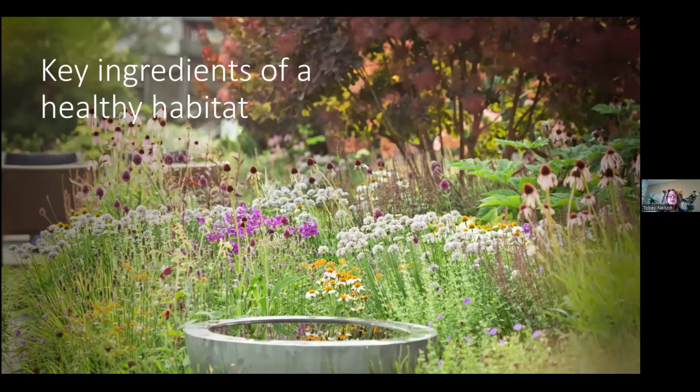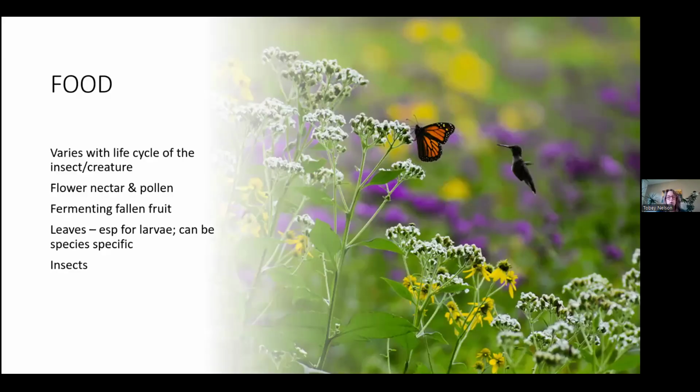So let's think first. Not only do we need to think about the life cycle of pollinators and who they are, but let's think about what healthy habitat is. And this will be a cue for things you can include in your garden. And then I'll give you lots of inspiration and ideas. So we need to think about food.